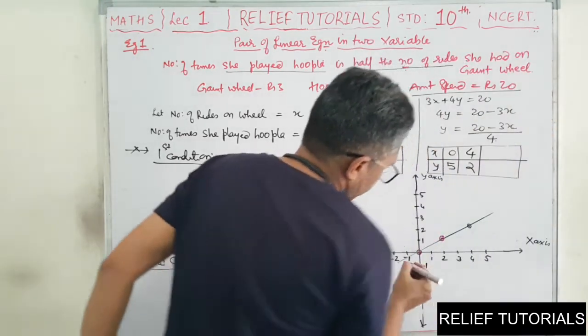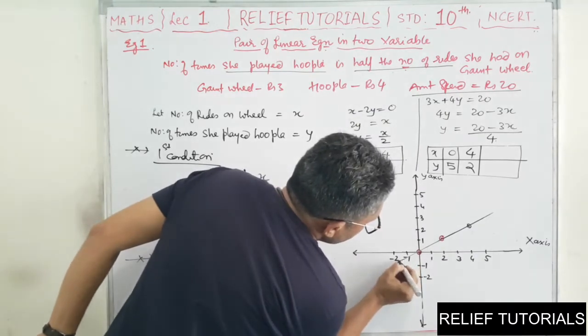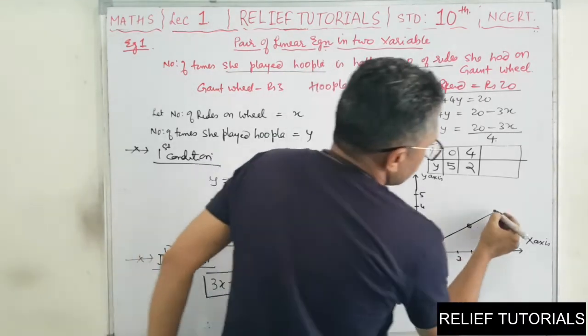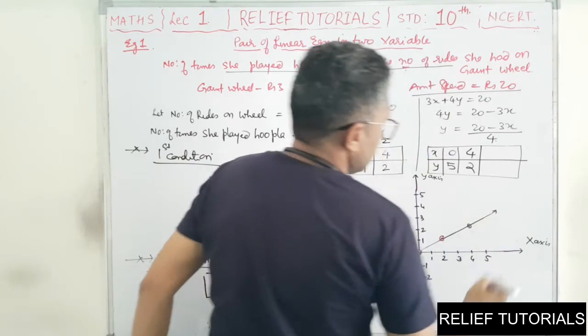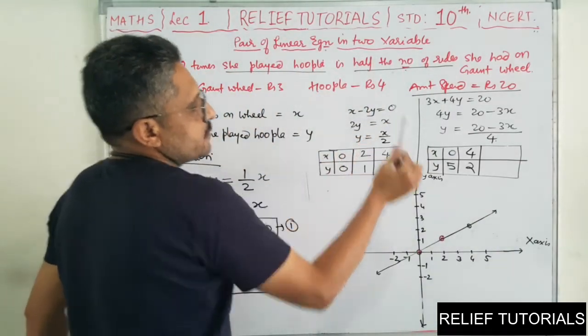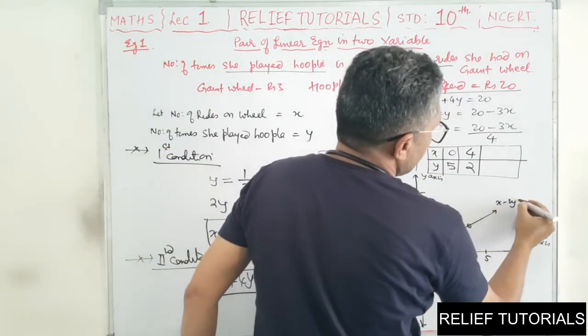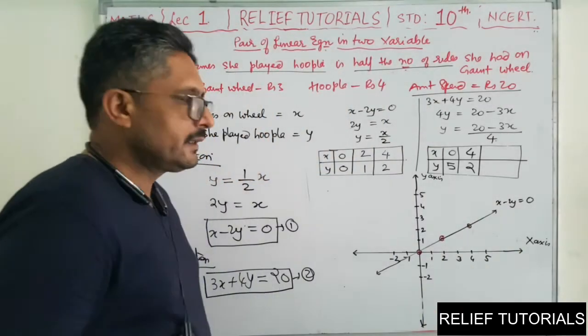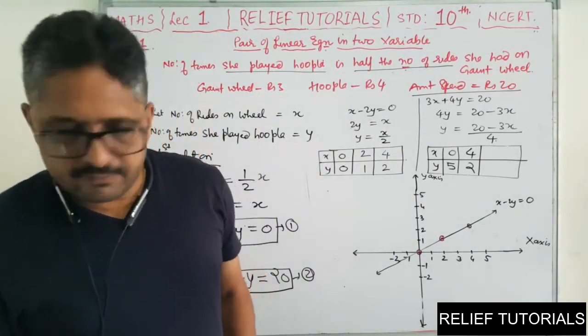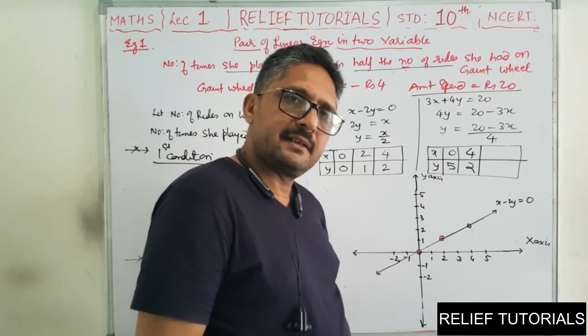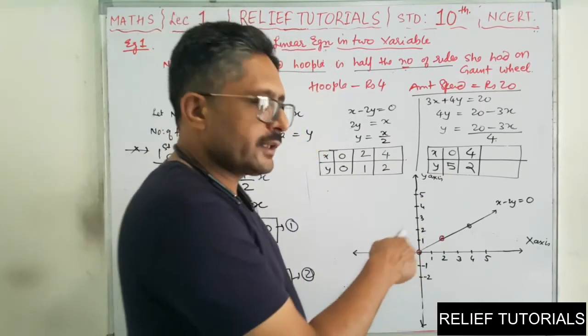See, this is the line. This line is x minus 2y equal to 0. Clear? Okay, this line. Then we will plot the points of the next line, after drawing this line.